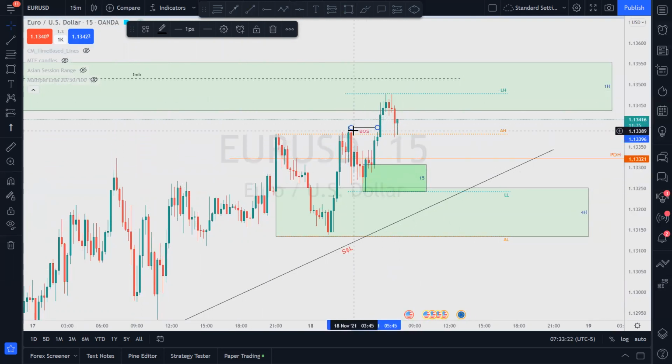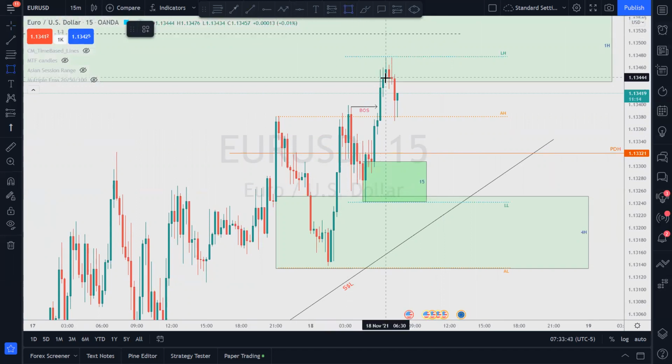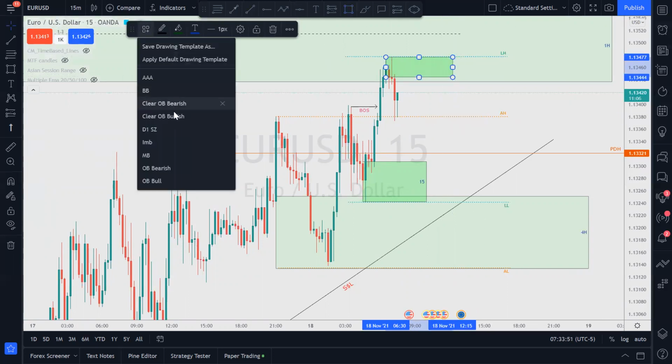All right. And we've taken out the liquidity here. We've mitigated this order block at least once. This could work out, folks. Okay. I want to make note of what do I got here? What am I looking at? I want to make note of this bearish order block at the London high, my brother.